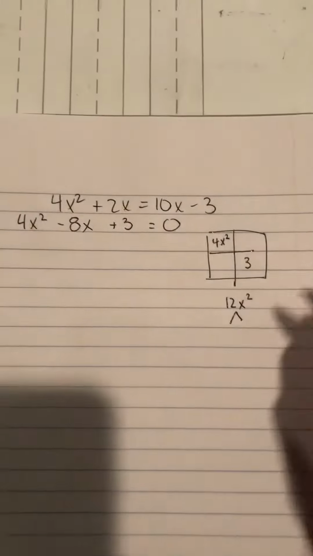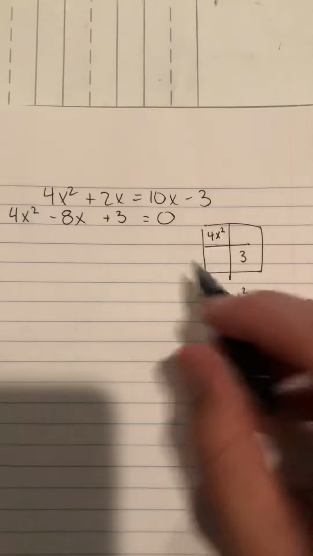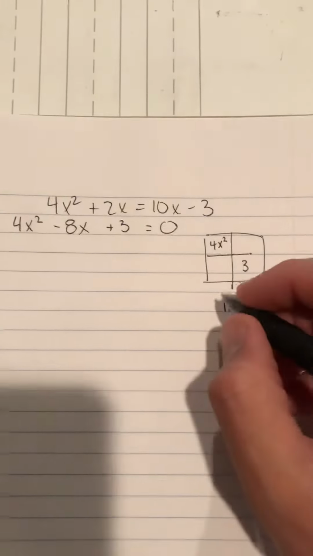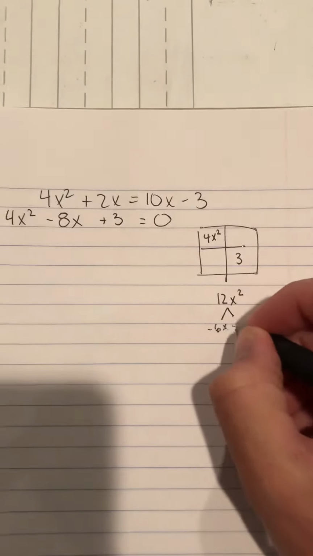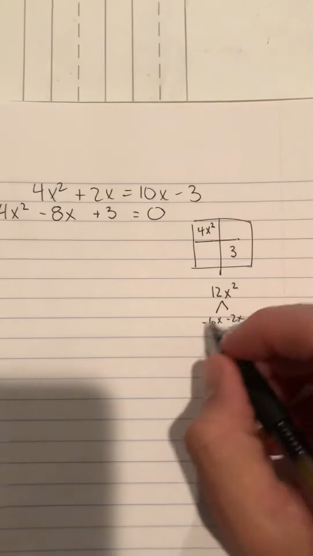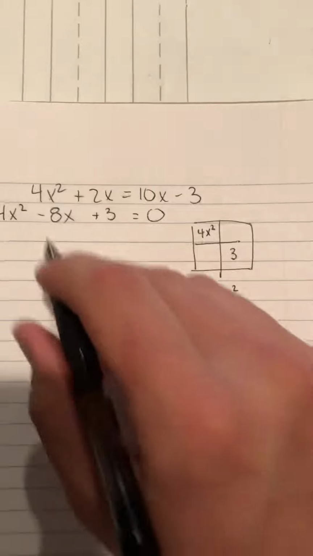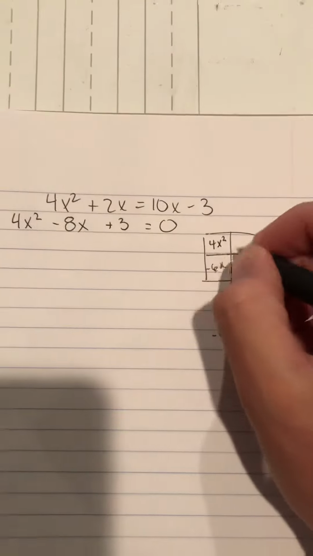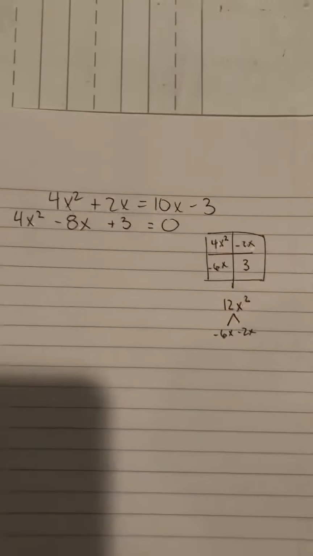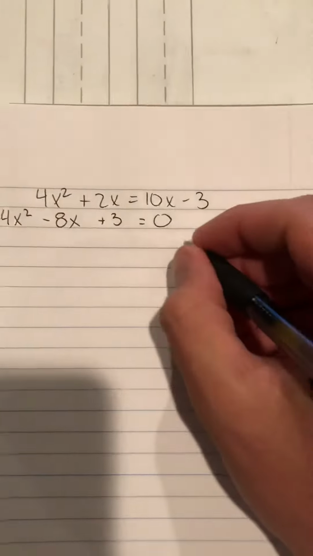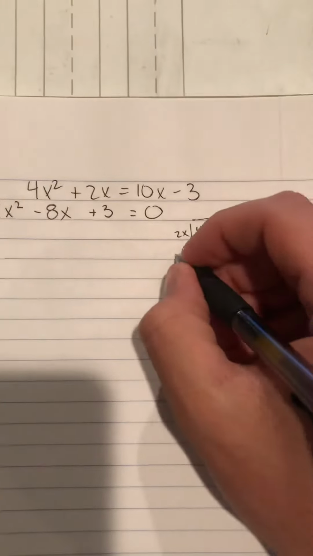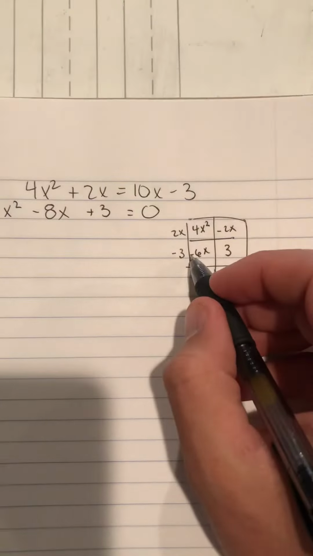I'm searching for two terms that multiply together to make 12x squared, but add to make negative 8x. That would be negative 6x and negative 2x, because they multiply together to make 12x squared, and they add together to make negative 8x. I'll put one of them in the lower left-hand box and the other in the upper right-hand box, and I'll do the GCF left and right, and there's a minus sign there, so that's why I put a minus 3.